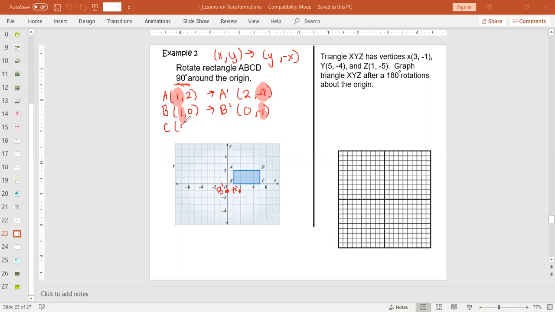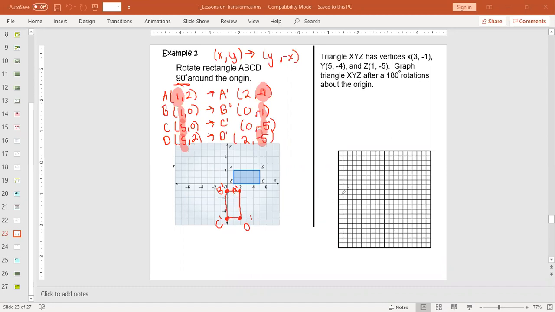C was at 5, 0. So for C prime we switch their places and it's going to become 0, -5. So the +5 became a -5. So that's where C prime is. So 0, -5. And then D was 5, 2. D prime is going to be 2, -5. Make the 5 negative. Okay? So that's where that point's going to be. And that is my 90-degree rotation. So some of you guys can just visualize that. Again, I'm not one of those people. I follow the rule. I like the rule.